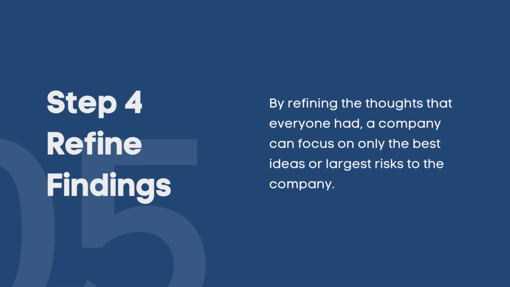With the list of ideas within each category, it is now time to clean up and refine the ideas. By refining the thoughts that everyone had, you can focus on only the best ideas or the largest risks to your company. Remember from a prior course we had where we encourage you to take refinement one step further than a typical analysis. This is the time you identify specific findings from different quadrants to convert and align specifically. Things like convert weaknesses to strengths, or convert threats to opportunities, and also align strengths and opportunities.